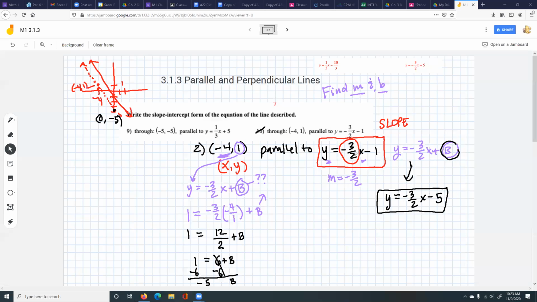Okay, that is going to be parallel to this line. They have the same slope, but different y-intercepts. So this is a negative slope and this is a negative slope. If one is negative, they're both going to be negative, right? If one is positive, then they're both going to be positive for the slopes. Okay, so that was the second example.